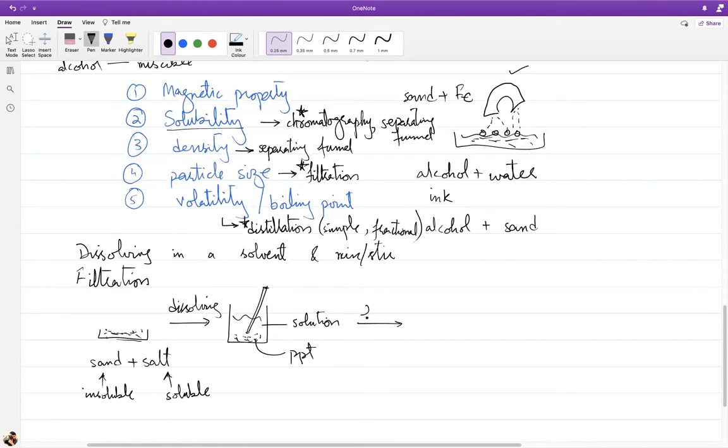Now we'll do filtering, or filtration. What is filtration? Filtration depends on particle size. We know that the precipitate is a larger particle and the solution has smaller particles. So we get a barrier. Usually it is a filter paper, so this is your filter paper or any filter that you use. It doesn't have to be filter paper. Sometimes we use metal mesh as well. And you have a funnel.